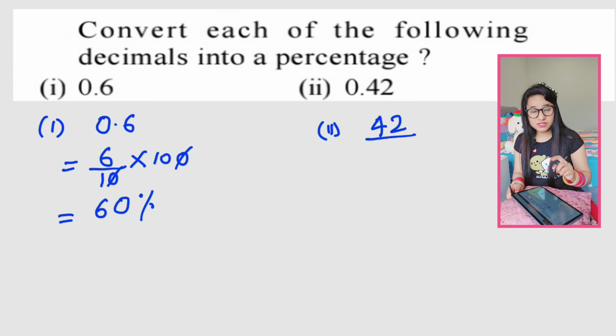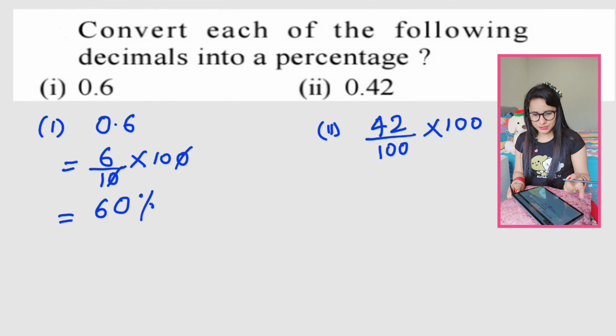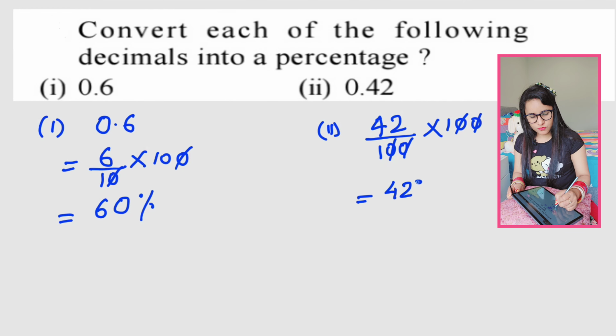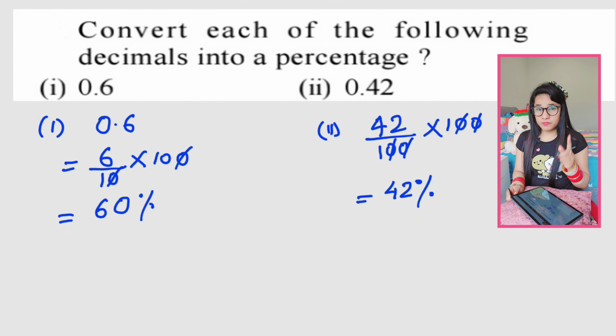Now after the decimal, there are 2 digits. So at the denominator, you will have 100. Again, multiplying it by 100 is the percentage conversion. So this will get cancelled out and you will be left with only 42%. Now remember, in the question there was no percentage, but in the answer there has to be a percentage sign. Otherwise, marks will be deducted.